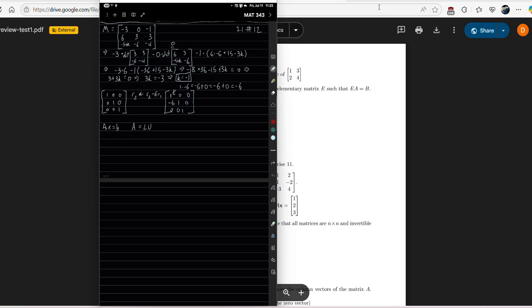So LUX equals B. And if it helps, I usually put a little arrow over X and over B to remind you that both of those are vectors.